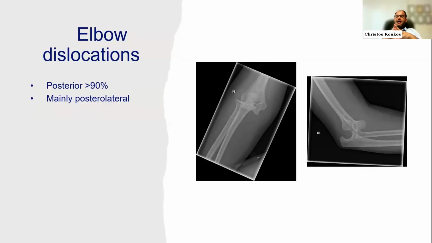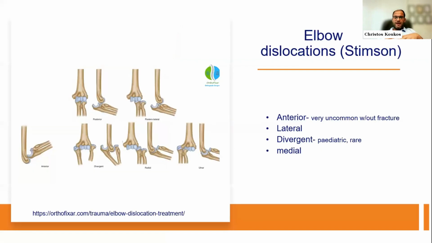You can also divide the elbow dislocation according to direction. I have to say the posterior ones prevail, 90%, and mainly the posterolateral elbow dislocations, as we see on the right side on this X-ray. Of course, we have more types. For example, as you see on the left side, the anterior one, even though I have to say the anterior one is uncommon to see without a fracture.